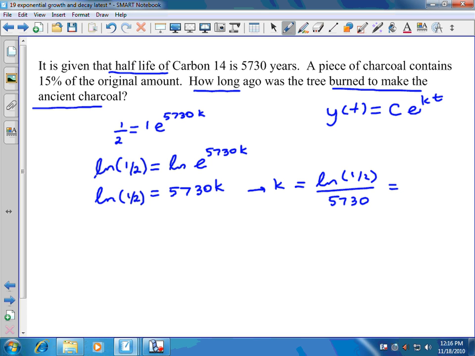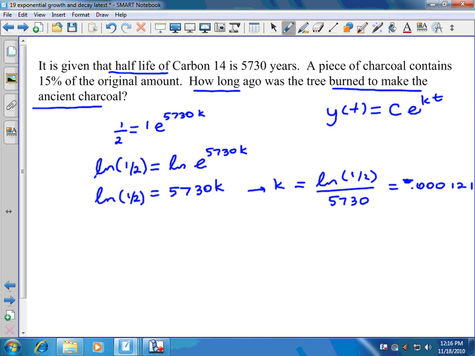So ln of 0.5, close the parentheses, divided by 5730 is, I'm getting something with e to the minus 4, so I'm going to have 0.000121, and it's negative. So it makes sense because there's a decay happening, and the decay constants are always going to be a negative value. Okay, now let's answer the original question.